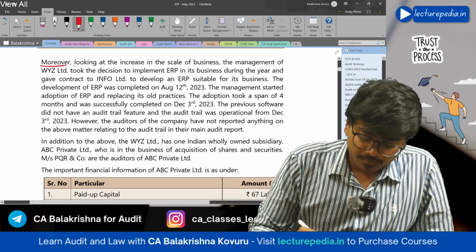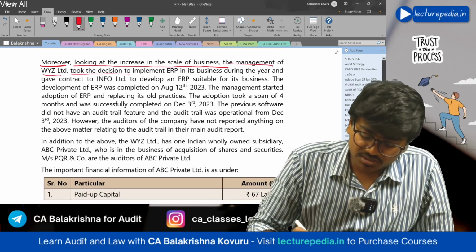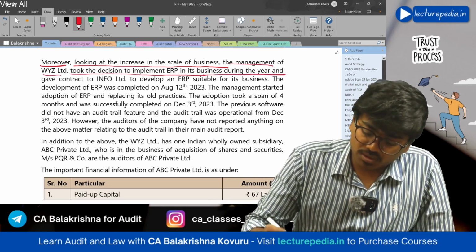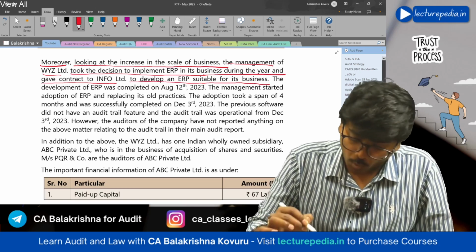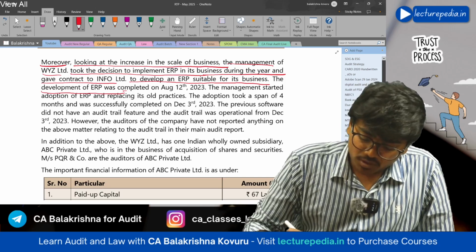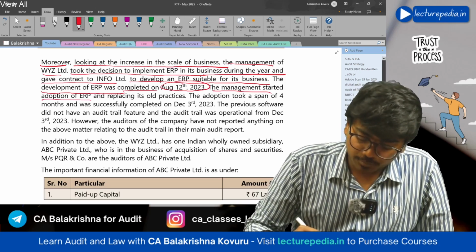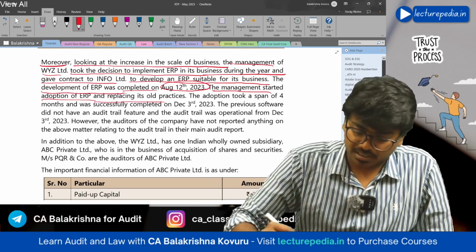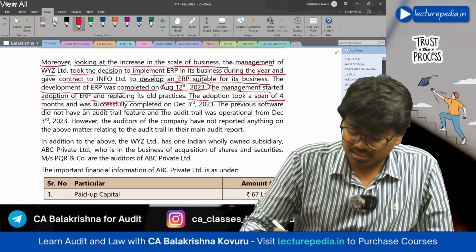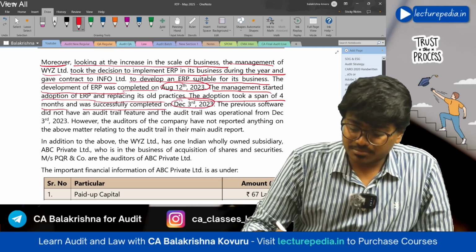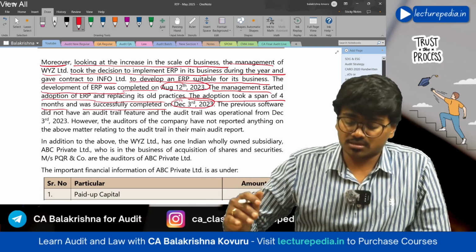Now, moreover, looking at increase in scale of business, management of WZ Limited took the decision to implement ERP in its business during the year and gave contract to Info Limited to develop an ERP suitable for its business. Okay. The development of ERP was completed on August 12th, 2023. The management started adoption of ERP and replacing its old practices. The adoption took a span of 4 months and was successfully completed on December 3rd, 2023. Okay, ERP implementation completed successfully on December 3rd, 2023.